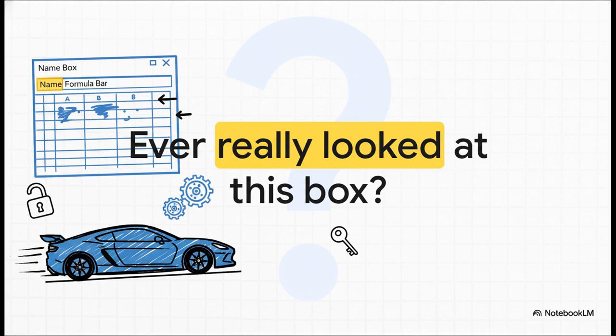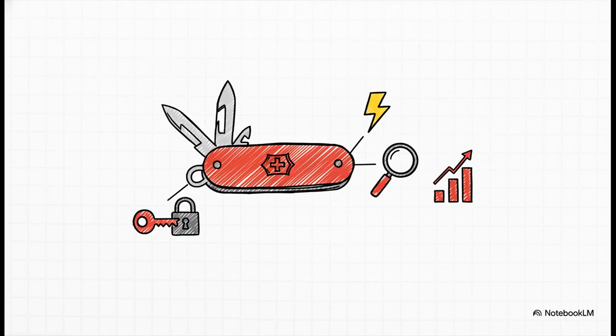Most of the time it just says something like A1, so we tune it out. But here's the thing. Ignoring this box is like owning a sports car and only ever driving it in first gear. There's so much more power under the hood. See, this isn't just a label, it's an active tool. It's your secret weapon for making your spreadsheets faster to navigate, way easier to understand, and honestly just far more professional. So let's crack it open and see what it can do.